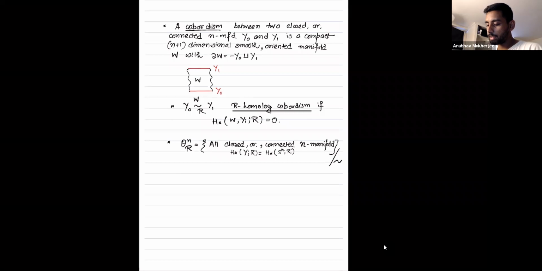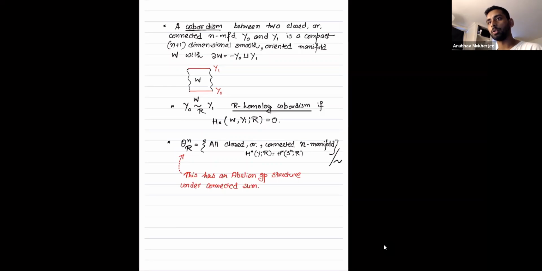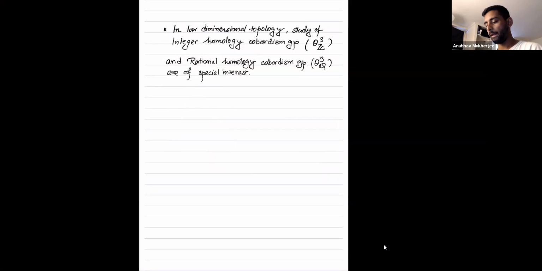In particular, we can define this interesting homology cobordism group as all closed connected n-manifolds Y with the homology of the n-sphere, under this equivalence relation. Under connected sum, this is an abelian group. In low-dimensional topology, the integer homology cobordism group, the cobordism group generated by integer homology spheres, and the rational homology cobordism group are of special interest.